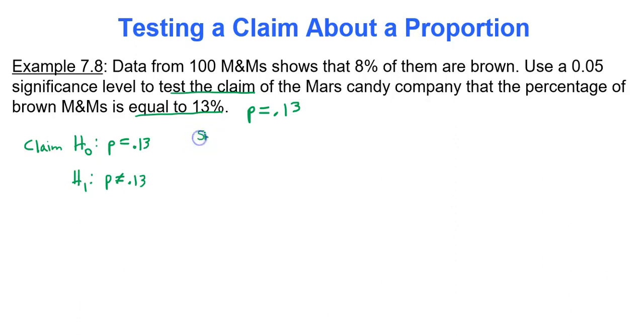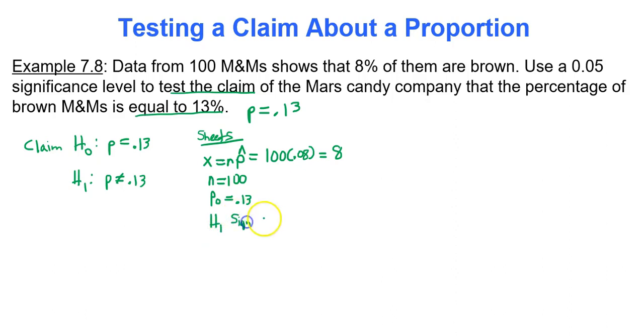So in Google Sheets, let's practice. What's the number of observations? n times p hat. In our sample, how many M&Ms were brown? Well, out of 100, there were 8%. So you do 100 times 0.08. There were 8 M&Ms that were brown. What's my sample size? 100. What's my claimed proportion value? 0.13. And what is my H1 sign? What is my alternative hypothesis sign? Not equal to. So you just need four things, and that's what's going to spit out your p-value. So this is the nice way to do hypothesis testing.